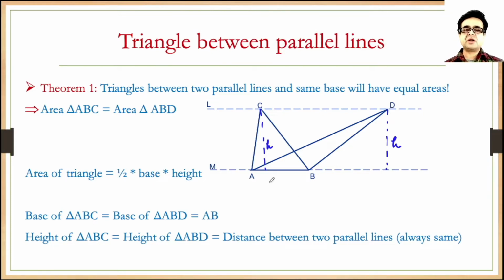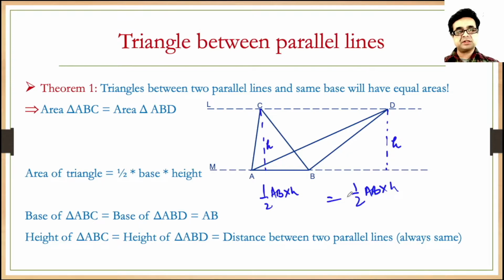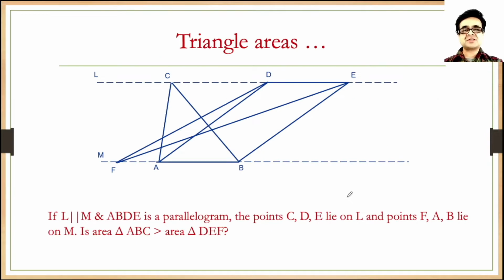The area of triangle ABC would be half AB into height, and the area of triangle ABD would also be half AB, which is the base, multiplied by height, which means that two triangles between parallel lines have the same area as long as they have the same base. If they don't have the same base, then it's a different calculation. You will have to solve it on a case by case basis. And one of those cases is right here.